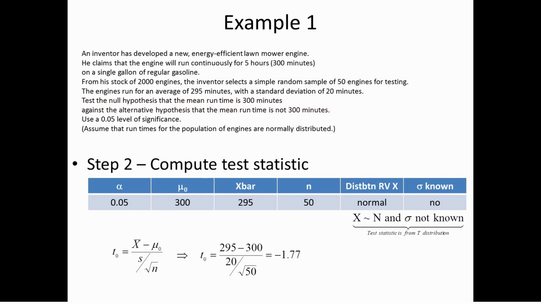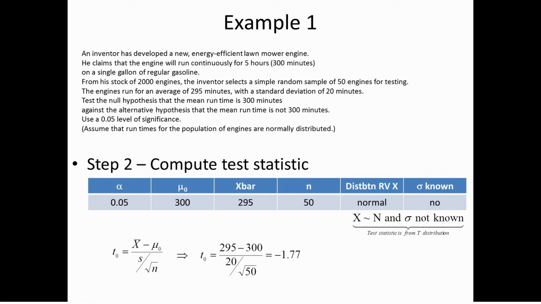Well, we got to compute the test statistic. So here's what we have to understand. The test statistic is always x bar minus the hypothesized mean divided by the standard error of x bar, which is the standard deviation over the square root of n. But notice we have to figure out if this is the sample or the population. And here it's the sample, so this is going to come from a t-distribution. Okay, so we compute our test statistic t sub 0, and we get minus 1.77.